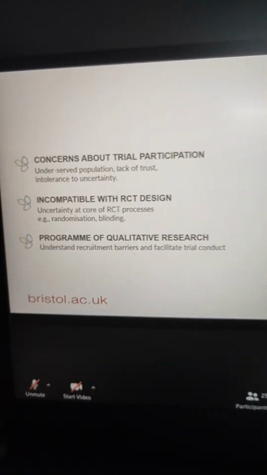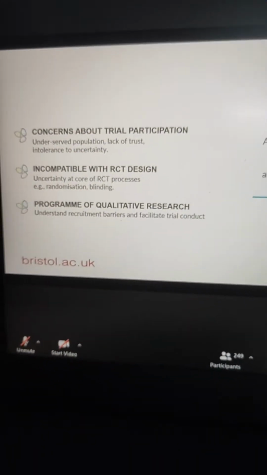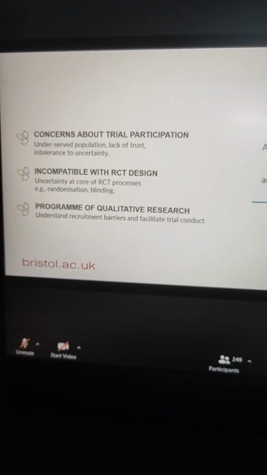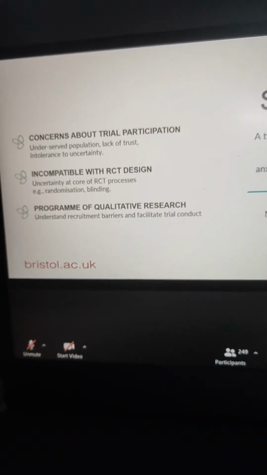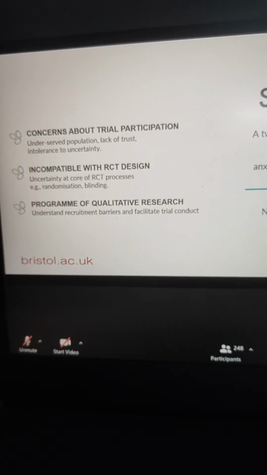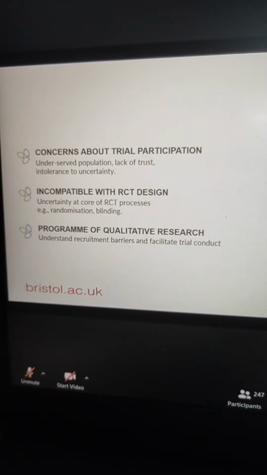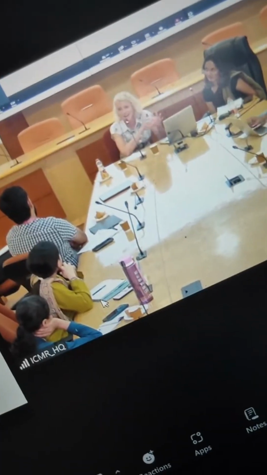So when we were having discussions about starting the trial, we had a lot of concerns about whether this was going to be feasible, whether we'd be able to recruit to target. We know this is an underserved population. We know this is a population that lacks trust in healthcare, in healthcare professionals, in research in general. And it's a population that tends to have an intolerance to uncertainty. Now, this is a kind of problem because RCTs have randomization at the heart of them.